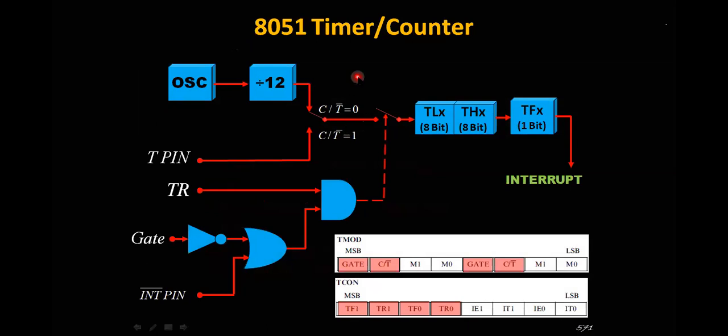So this is the circuitry for timer counter. Suppose if it is CT bar equal to 0, you are getting the clock pulses through the internal oscillator divided by 12. And this is the timer, whatever may be timer 0 and timer 1. So it is THX 8 bit, timer lower byte TLX, timer higher byte THX. And it is given to the timer overflow flag bit. This is 1 bit. This is given as an interrupt.